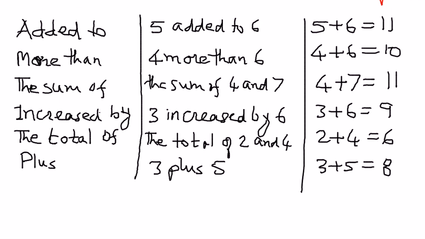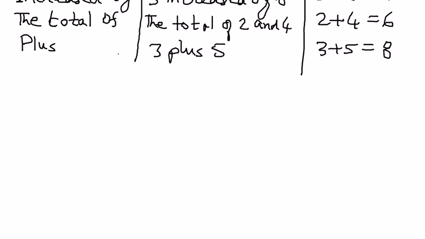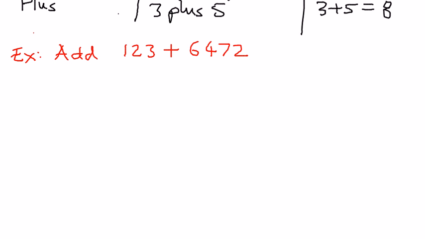So let's take an example and see how we can solve examples of whole numbers using addition. Let's say we want to add 123 plus 6472. In this case, we have already seen how to use the place value chart, and therefore we're going to use that and then simplify this problem.